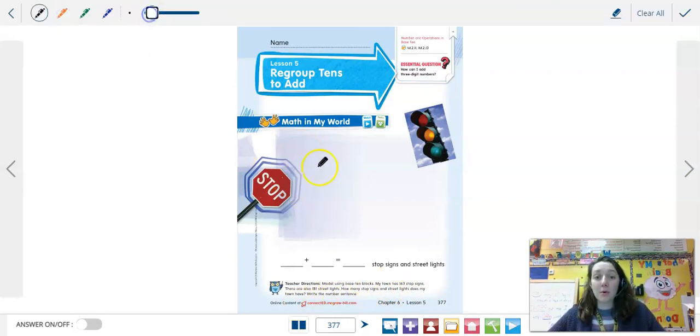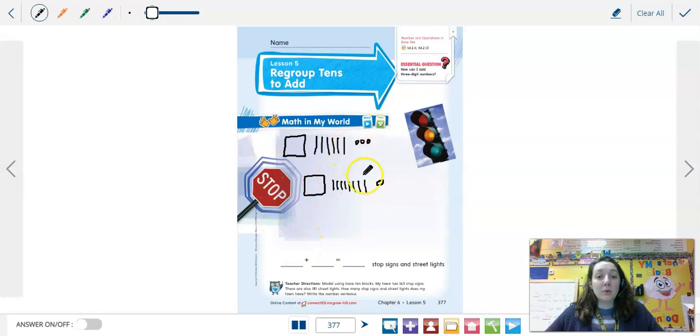So first I want to model 163 in base 10. Drawing my 100 flat, 6 10 sticks, and 3 1 cubes. Okay, and then 181 streetlights. So then we have a 100 flat, 8 10 sticks, and just one 1 cube.